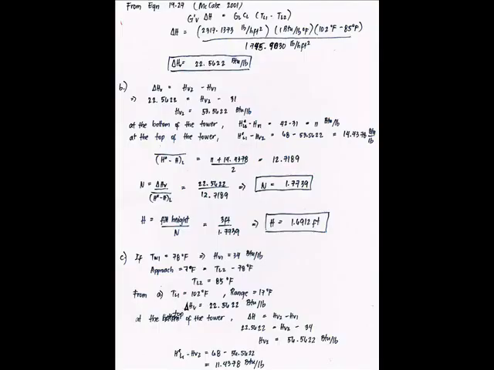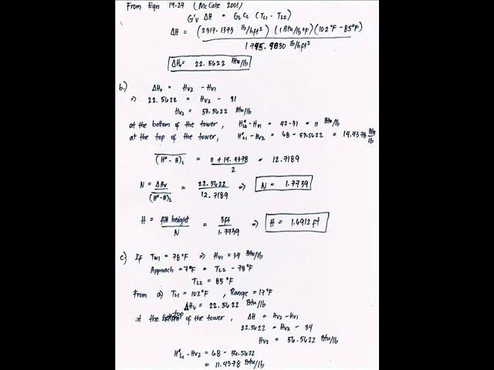To get the required change in enthalpy across the tower, we use equation 19-27 of McCabe 6th edition, taking note that specific heat of liquid Cl is 1 BTU per pound degrees Fahrenheit. Thus, change in enthalpy across the tower is 22.5622 BTU per pound.